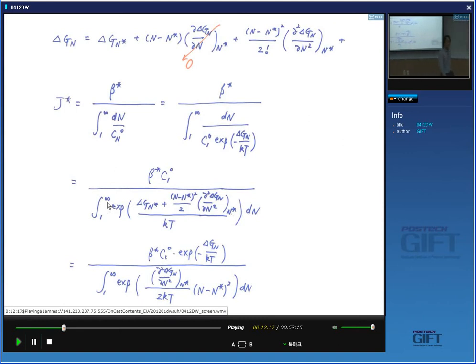Here, delta Gn star is the critical activation energy to obtain the cluster size n star. And it is not dependent on n, so we can put this term into the upper side, right? So here Gn star is missing. Finally, we can obtain this equation. Please put Gn star here.